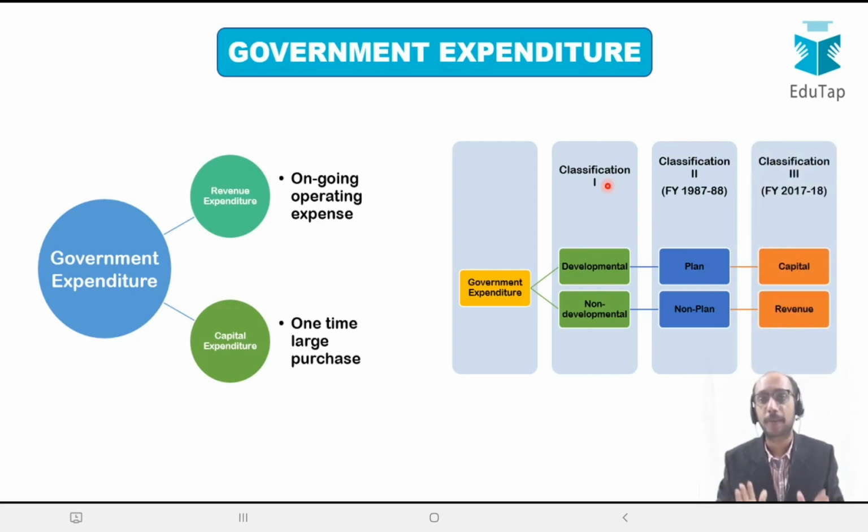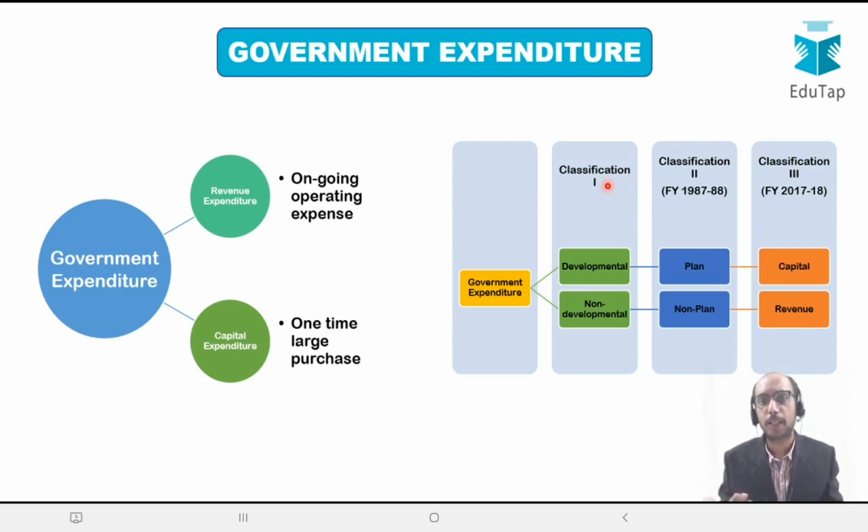Now, what is the idea that you have to gather from these changes that have happened over a period of the last 60, 70, 80 years? The point is, what is the meaning of developmental expenditure or plan expenditure or capital expenditure? The idea that they're trying to encapsulate is broadly the same. The names have changed, the meanings have changed, but the broad idea, generally speaking, has not changed.